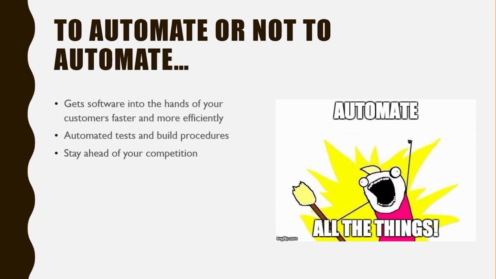When we talk about automation, especially from a DevOps perspective, it gets software into the hands of your customers quickly, efficiently, and much faster than doing things manually. Not only that, but you can automatically test, you can automatically build, you can automatically create artifacts and binaries. You could do a bunch of stuff in your code from a CI/CD automation process.